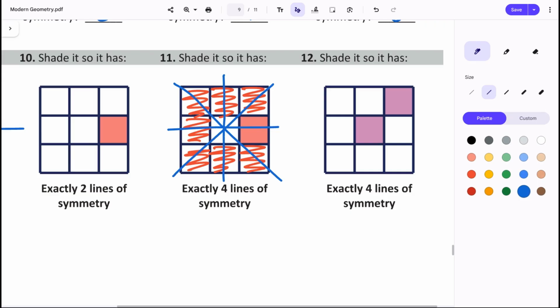Okay, why don't you compare with someone next to you? Check their picture and make sure it satisfies the rule.